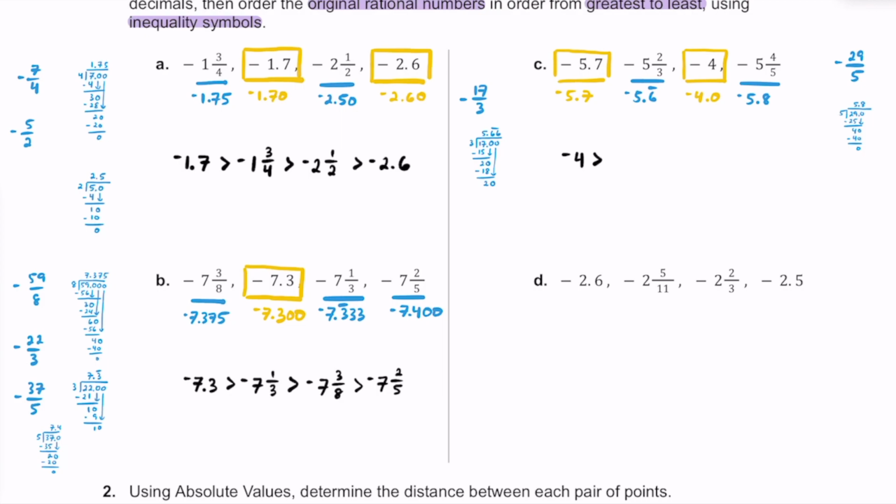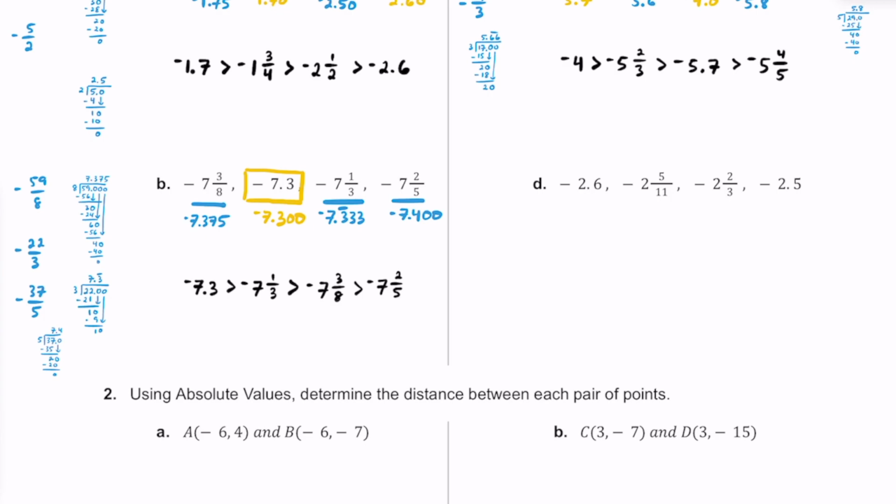And then that's going to be bigger than negative 5 2/3. Again, make sure you're writing the original values. That's going to be greater than negative 5.7. And that's greater than negative 5 4/5, which is the smallest one out of all of these.